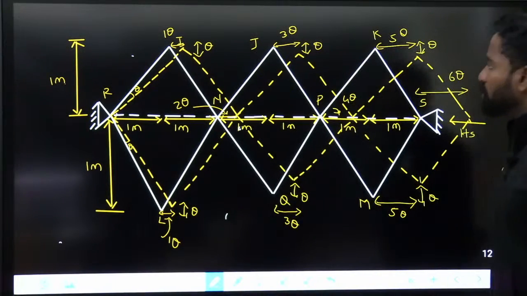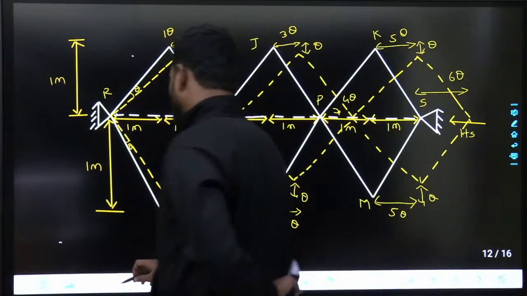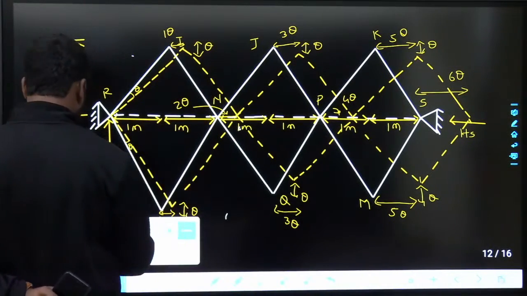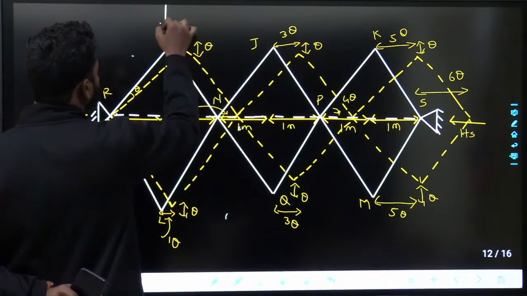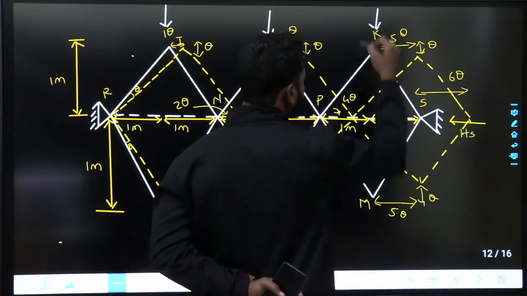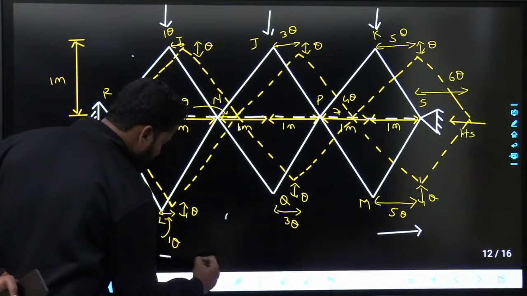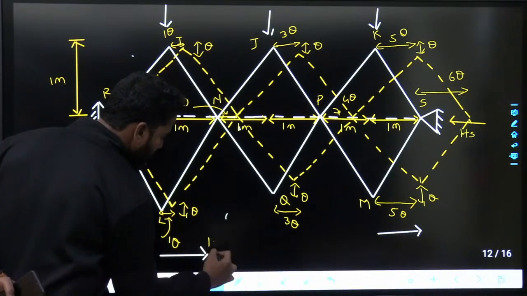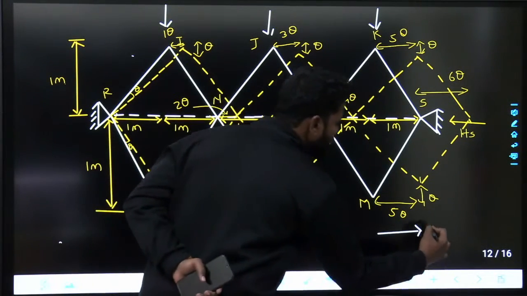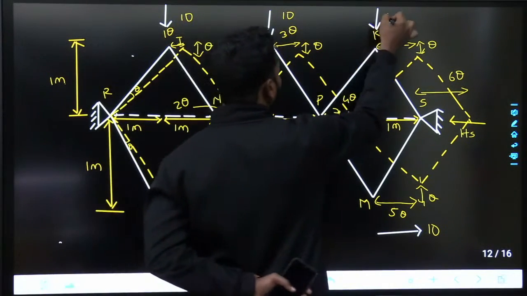Now you have vertical displacements and horizontal displacement. Now I will try to draw the loads. If I draw the loads, here it is 10, here also 10, here also 10, here 10, here also 10. 10 kilonewtons each.